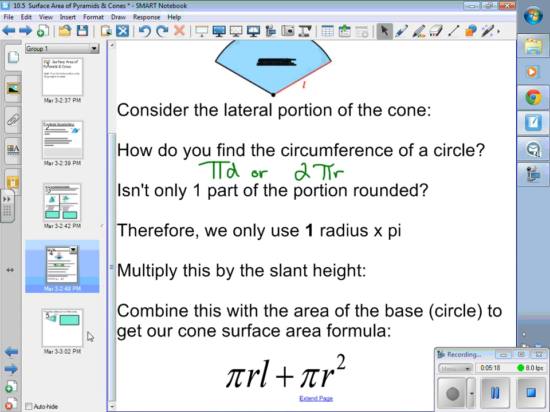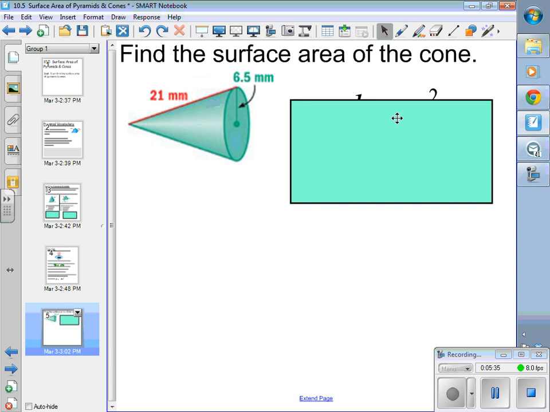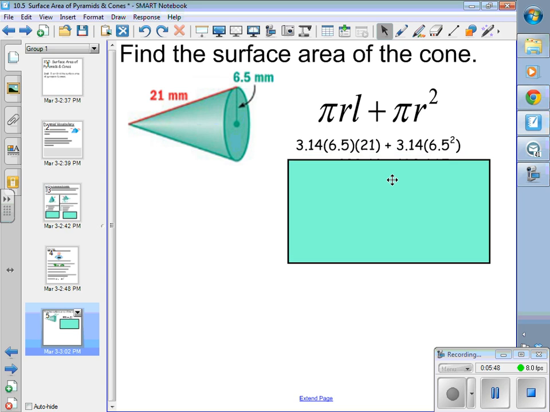Okay, moving on. We're going to find the surface area of this particular cone. We've got 6.5 millimeters for our radius, and a slant height of 21 millimeters. Again, we should always start, especially on something where the formula is so formulaic, for lack of a better word, with our formula. We fill it in with what we know.